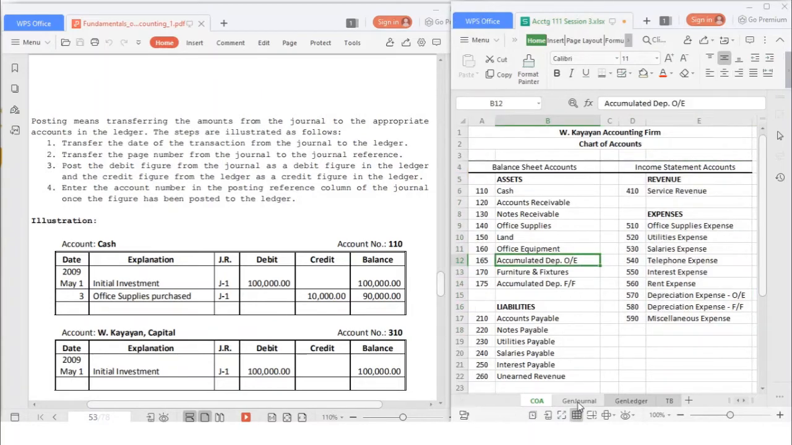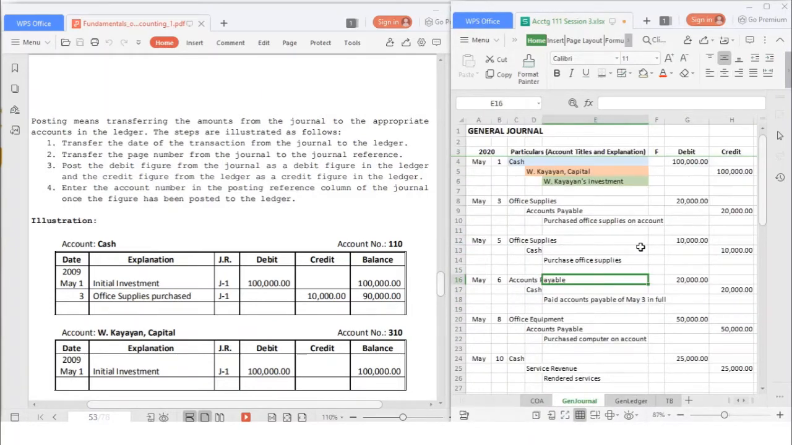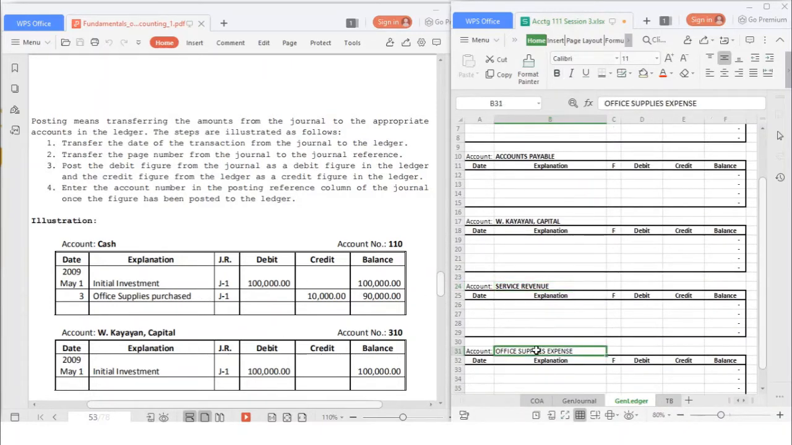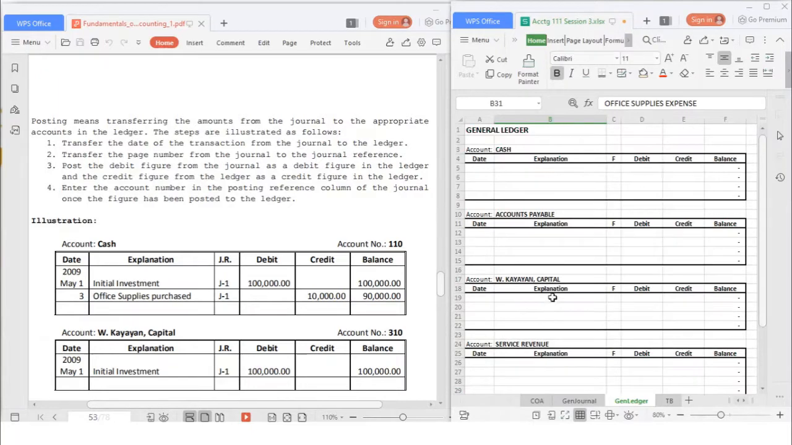So, let's try. Mag-try ta. Ang general ledger nimo is lahi-lahi siya kada account. Cash nga ledger, lahi sa accounts payable, lahi sa capital, lahi sa service revenue. Each account is separate siya og ledger. So, just have an example.